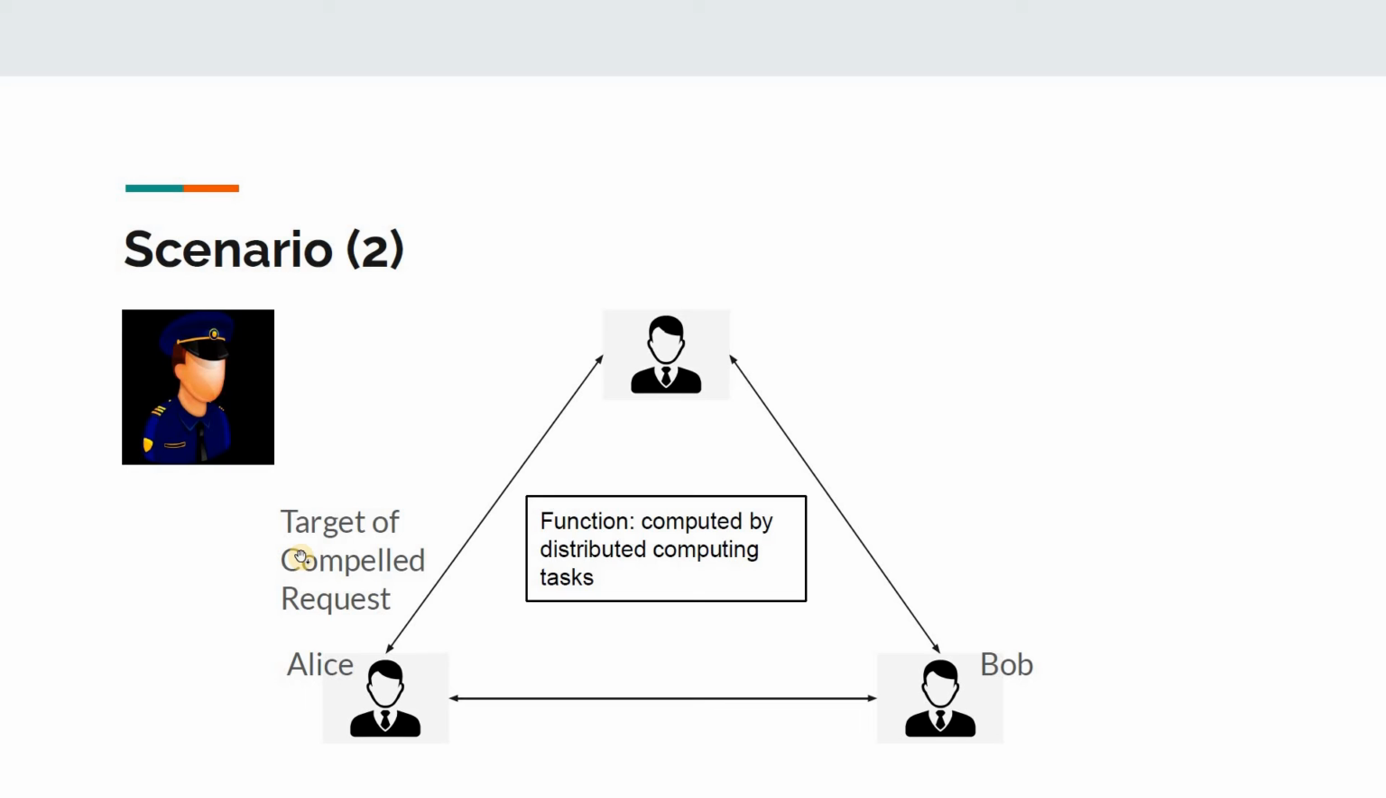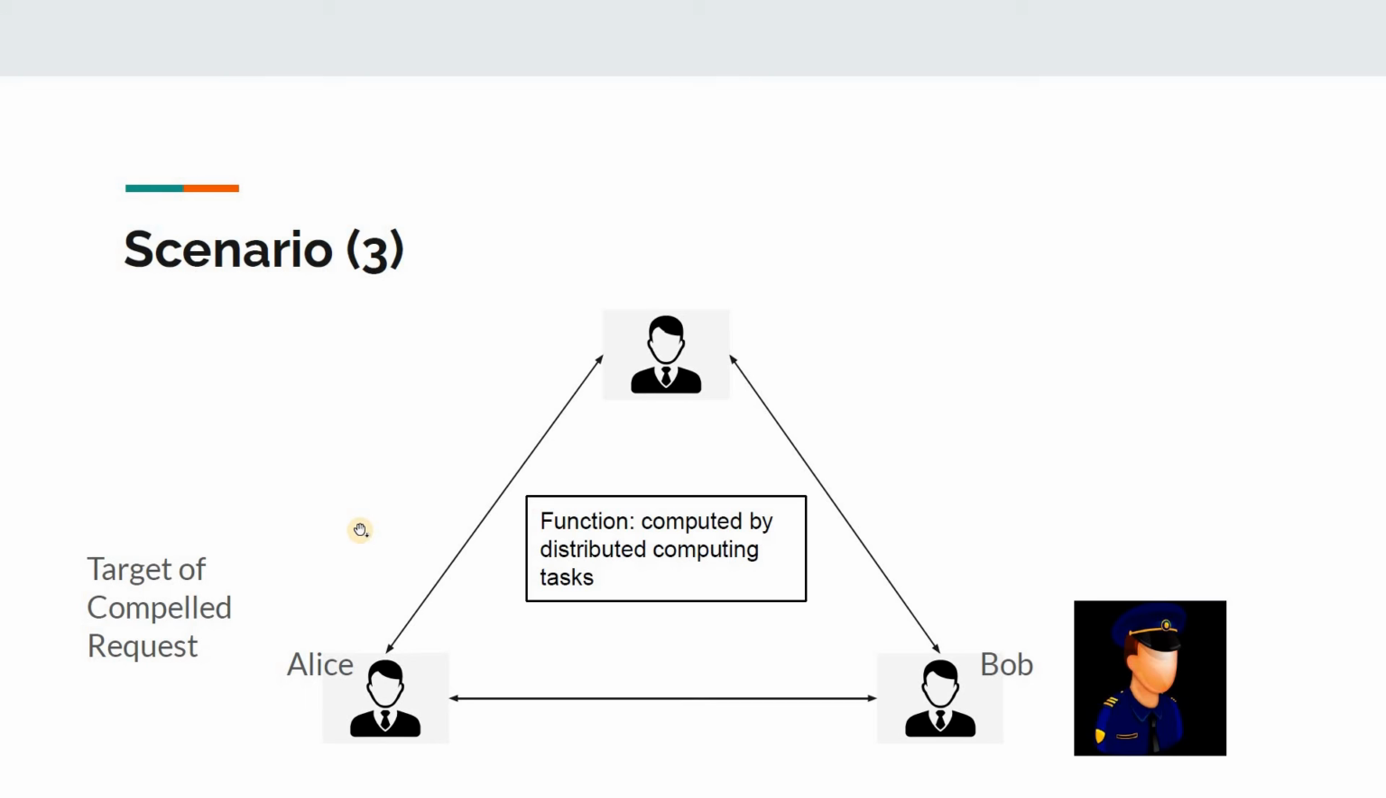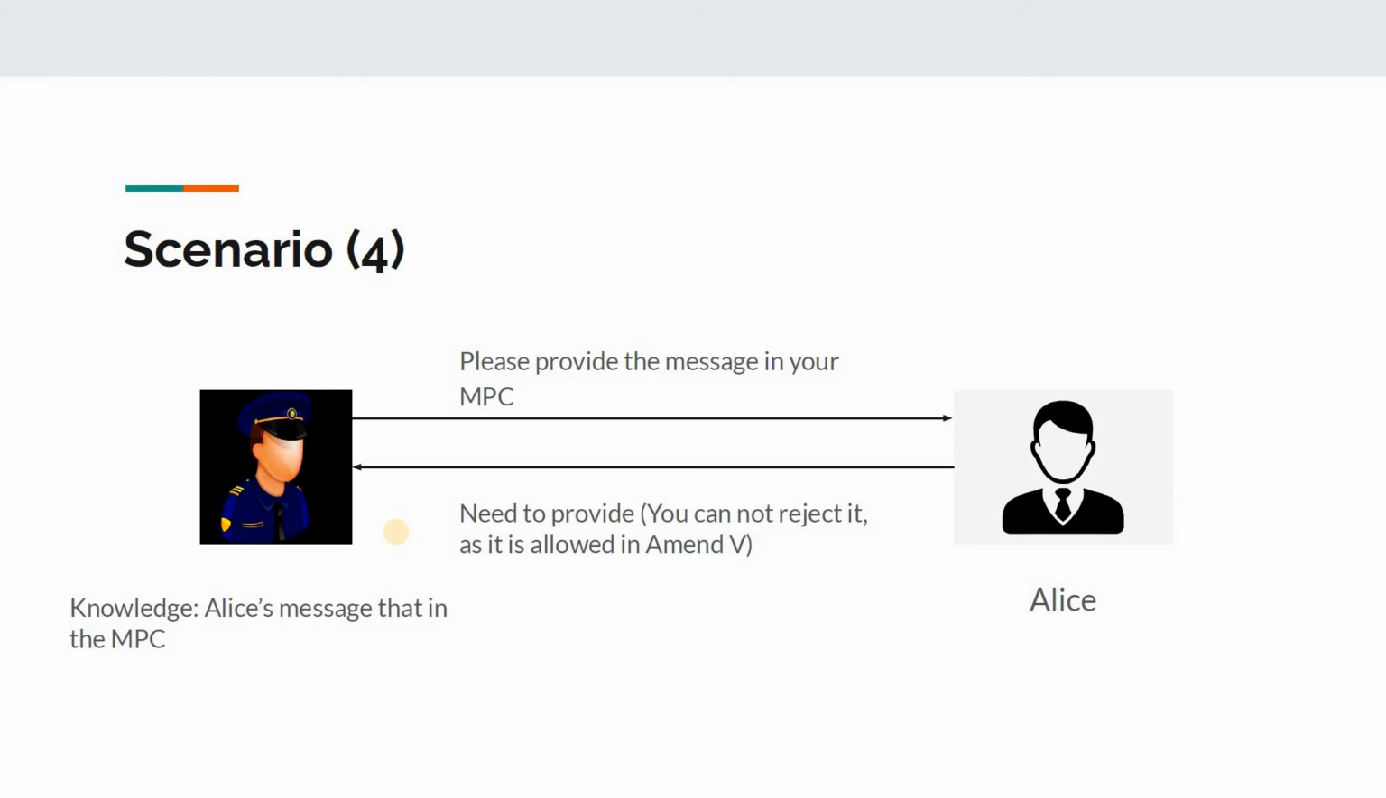Next, later, the government needs to access the information in the MPC, to get the details related to Alice. The government can access the MPC system with the help from Bob, who is using his details to access the data in the MPC related to Alice. Now the government gets the details in the MPC, and the government has knowledge about Alice's message in the MPC. Since the output of the protocol is a FC, Alice needs to provide the message in her MPC, and cannot reject it because it is allowed in the Amendment 5 that we mentioned.